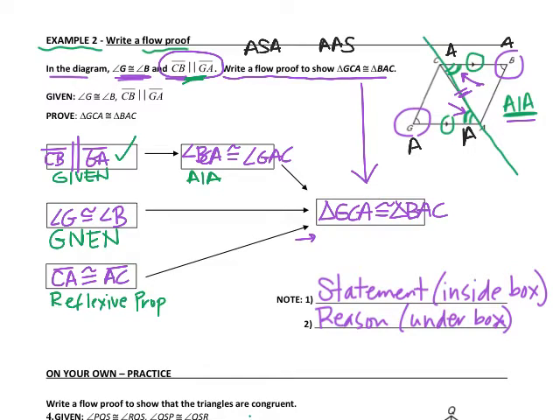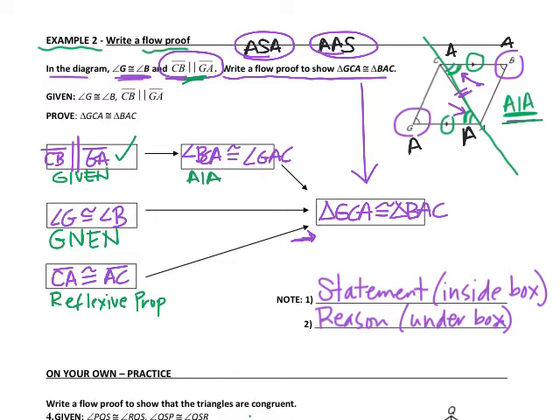We're all looking at things like AIA, things like reflexive. We just have to remember everything that we can possibly use to prove these two triangles congruent. So which property or which congruence did we use? Did we use angle, side, angle? Or did we use angle, angle, side? Because we need to write a reason in for our last box here.